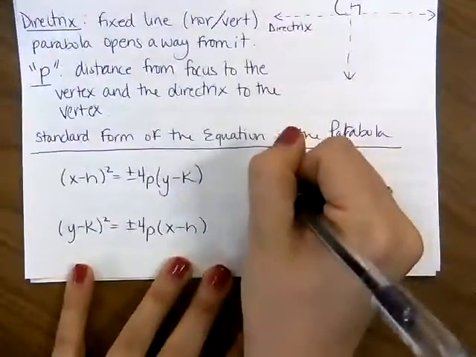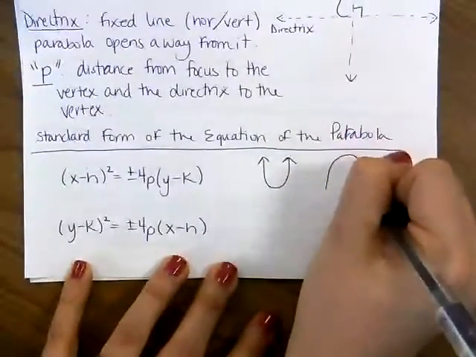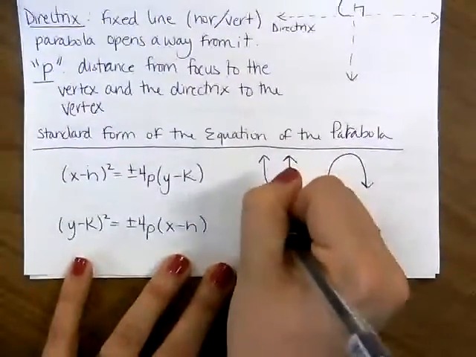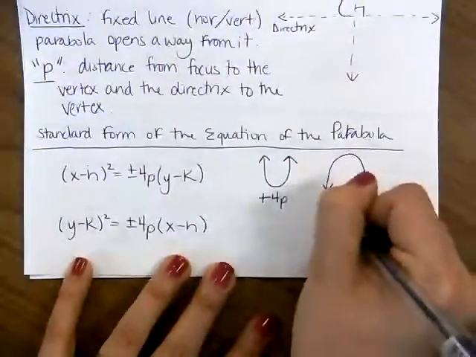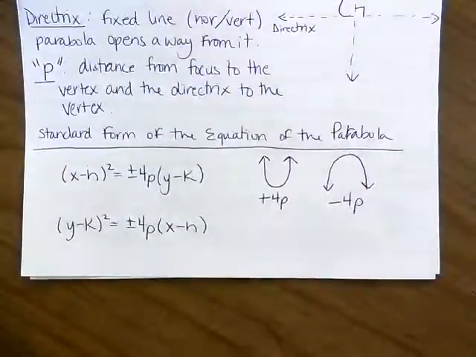Okay, so this equation represents either an upward or a downward pointing parabola. When 4p is positive, it points upward, and when 4p is negative, it points downward. Okay, so this is the parabola we're used to dealing with right now, okay, up to this point.